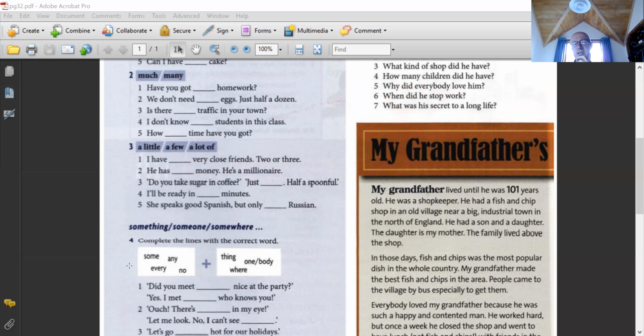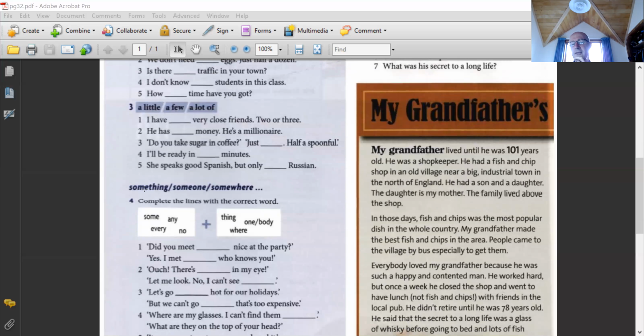So in here, what are we going to use? A few or a lot of? 2 or 3. So the friends, 2 or 3. So a lot, I said a lot was 10, 20, 30. 2 or 3 is not a lot. So what do you think will go in here? See if you can do the rest. 1, 2, 3, 4, 5.